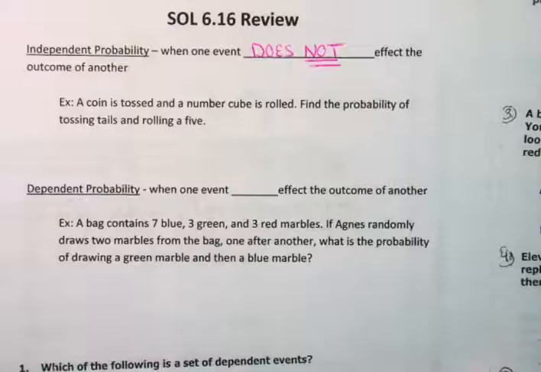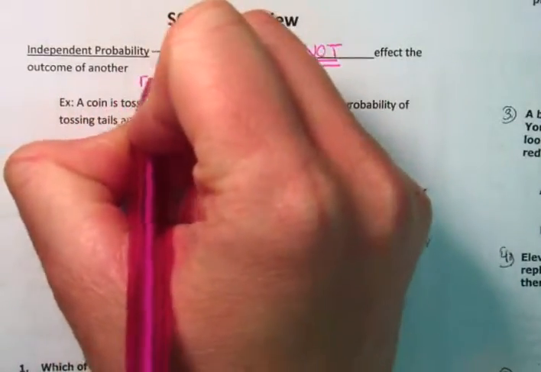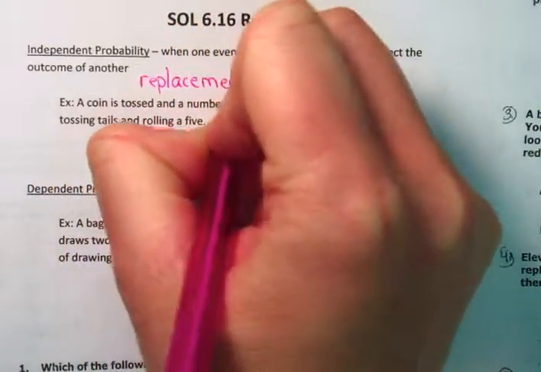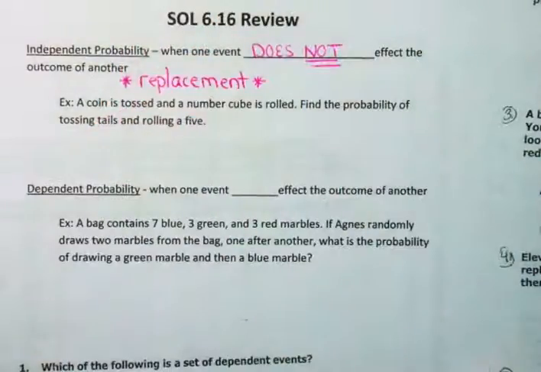In real life problems, a good keyword might be replacement. Say you draw a card and then you replace it. That means that it's independent probability. It's when two things do not affect one another. So let's read this example together. A coin is tossed and a number cube is rolled. Find the probability of tossing tails and rolling a 5.